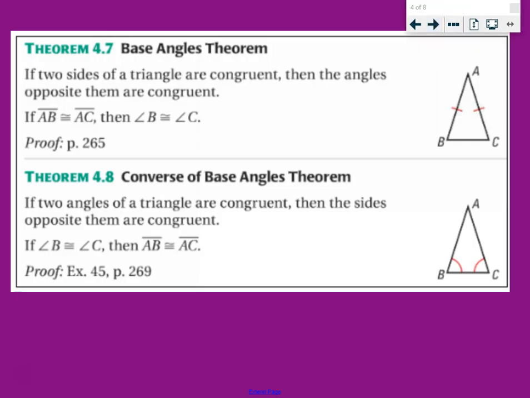Our two theorems for isosceles triangles is that if two sides of a triangle are congruent, then the angles opposite them are congruent. So Base Angles Theorem. So if we know that the two legs are congruent, if we know that we have an isosceles triangle, then we can say that the angles, the base angles, are congruent. Then there's the converse of the Base Angles Theorem, which says if two angles of a triangle are congruent, then the sides opposite of them are congruent. So if we know that the base angles are congruent, then we can say that the sides, the legs, are congruent.